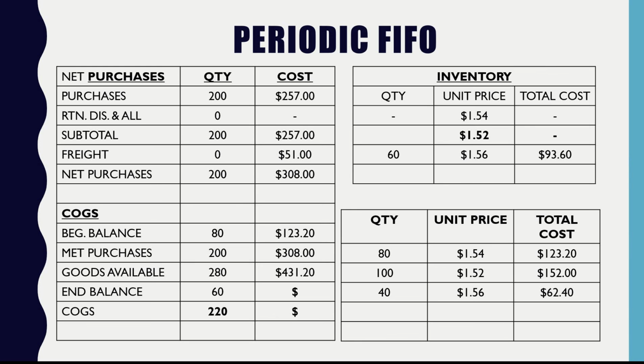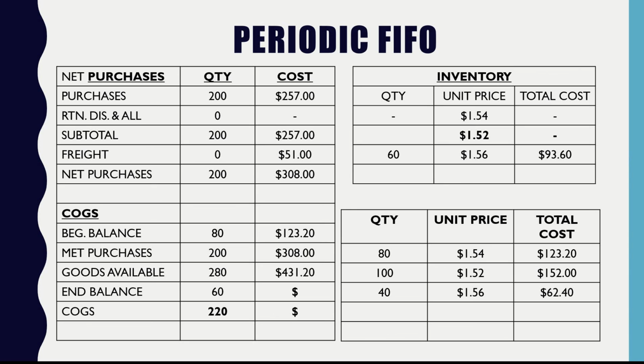Or in other words, you could take 60 times the 156 to get the 93.60. Okay. But if you have more than one batch there, I would recommend you just take your goods available of 431.20 and subtract the 337.60 to get your ending balance, 93.60. Correct. Okay. So at the end of your balancing, it does zero out on the cost of goods sold and the quantity that you already have on hand and have already sold. Correct. Okay, got it.